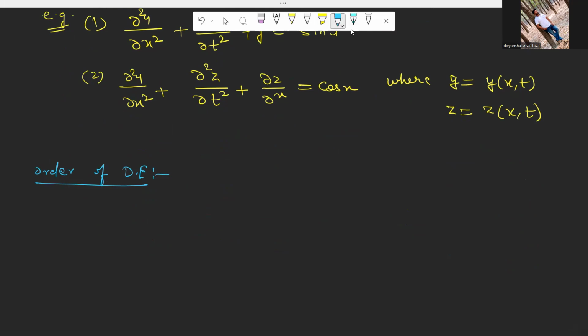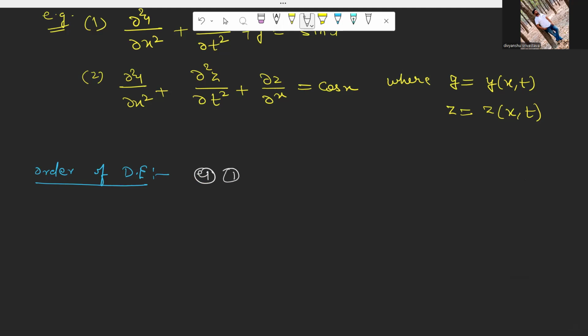So what is order and degree? The order of the highest order derivative involved in a differential equation is called the order of the differential equation. First, let me clear this topic with an example. I will give you some examples here.